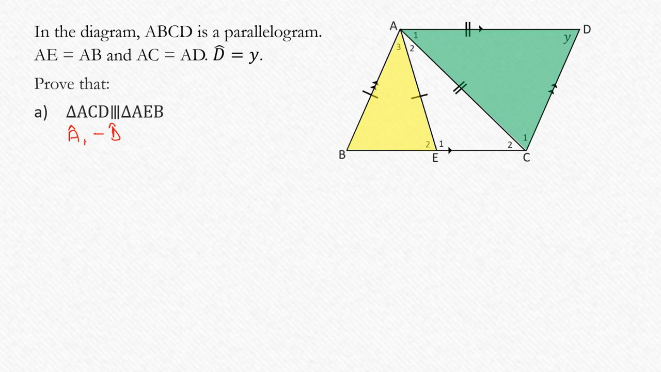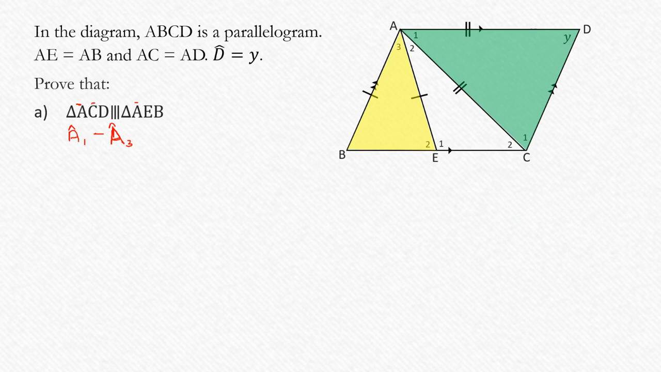We're looking at triangle ACD and triangle AEB. AEB. So A goes with A. So angle A1 will go with angle A3. Oh, what am I doing now? Big mistake like this. Right, okay. So angle A1 will go with angle A3.